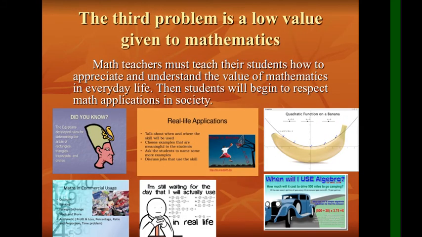The third problem is a low value given to mathematics. So some students tend to say, math okay lang bumagsak diyan basta mataas naman ako sa English or Filipino. So math teachers must teach students how to appreciate and understand the value of mathematics in everyday life. No, and to appreciate that, gaya ng sabi ko, you need to give every lesson a real life problem. Then students will begin to respect math application in society.